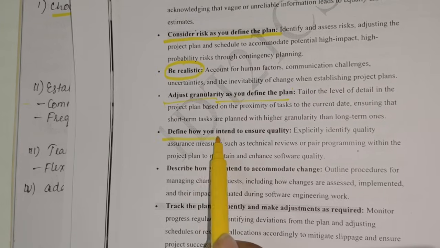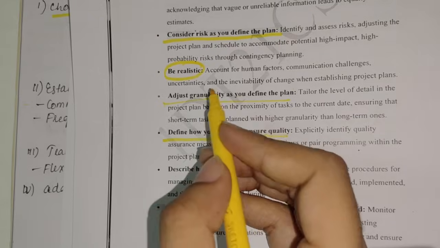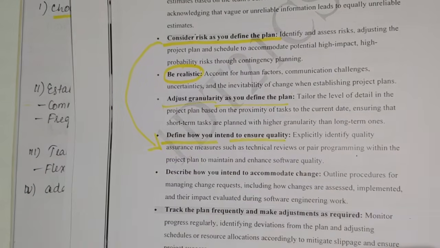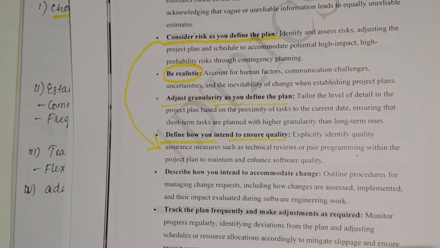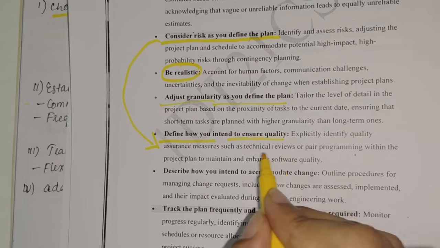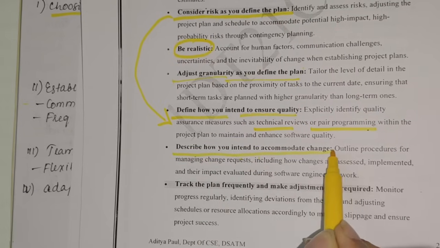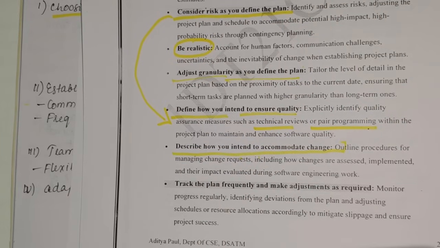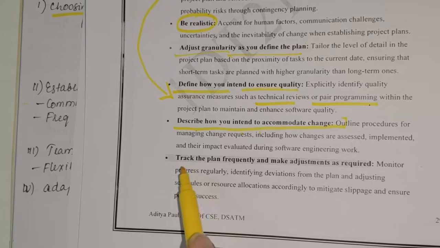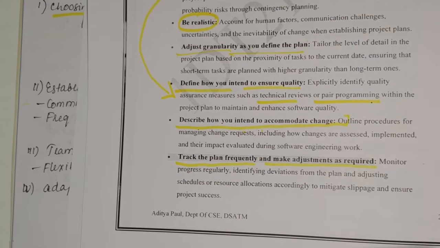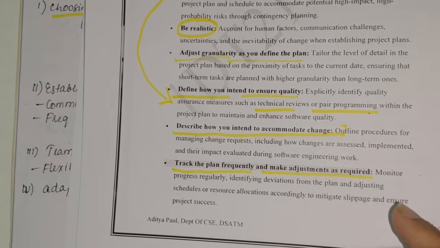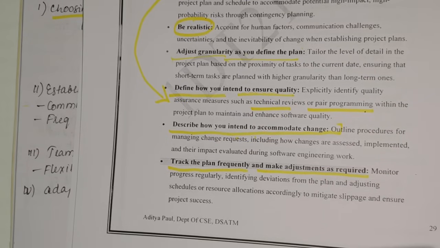Then we have to define how you intend to ensure quality. If we come across risks, it is pretty evident to define how you will encounter those risks when they come up. How will you make sure that the quality is maintained? So I could use technical reviews or pair programming and all of that. Describe how you intend to accommodate changes. How I will accommodate changes in the team should be described. Then trace the plan frequently and make adjustments as required. So we should keep on tracing the plan every now and then, and whenever changes are made, we should make the adjustments as required.